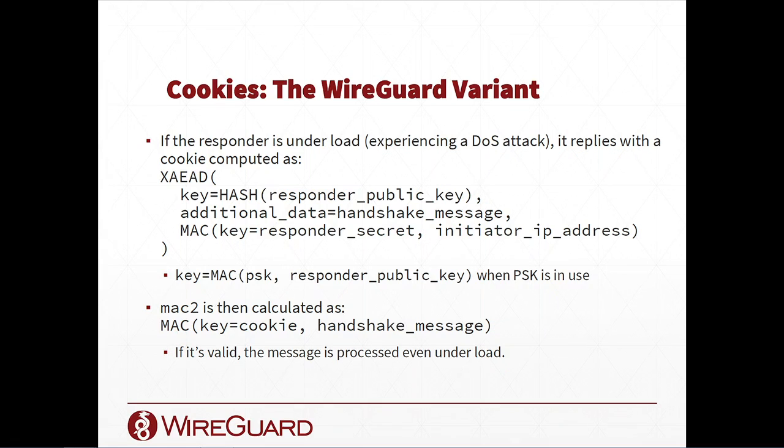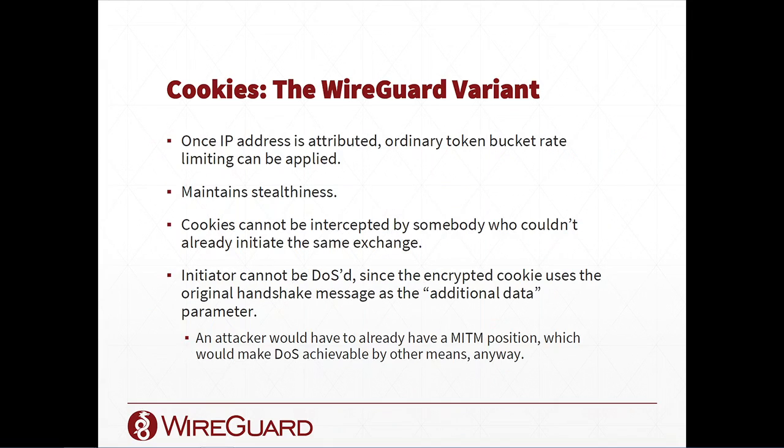And of course, if we're using PSK mode, the key is a little bit bigger. Then the MAC2 is just a simple PRF of the handshake message, using the cookie as the key. So then once we have IP address attribution, we can just use ordinary token bucket rate limiting. We maintain stealthiness. Cookies can't be intercepted. Initiator can't be denial of service attacked.